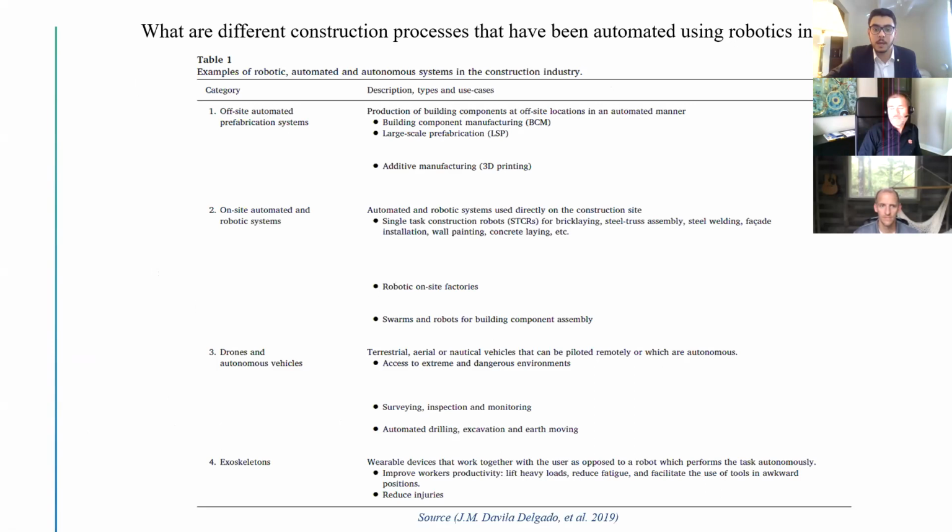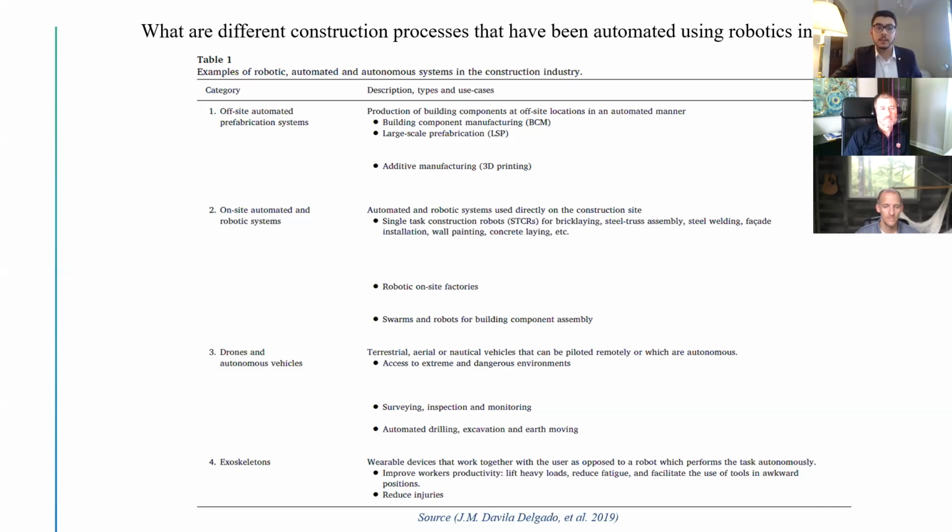So this was from a paper by G.M. Delgado, and he talks about 4 separate categories of the technology that is being used and that is being automated in the construction industry. He talks about offsite automated prefab systems, and in that he talks about large-scale prefabrication, additive manufacturing. So a lot of the manufacturing stuff in construction for prefabricated work is being automated.